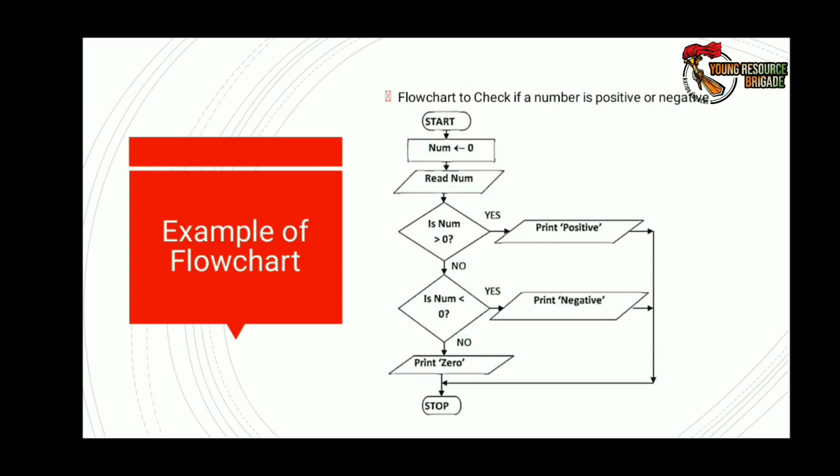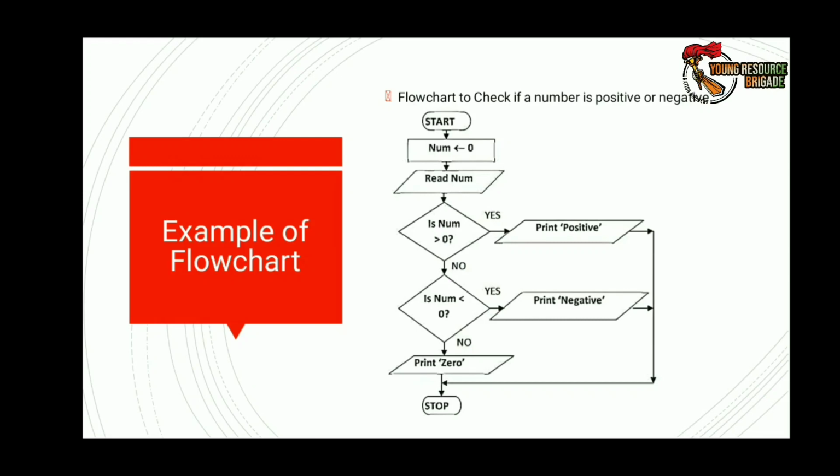Examples of flowchart. Here is a flowchart to check whether a number is positive or negative. The same example we already learned in the algorithm topic. Here we are going to learn it in pictorial form. Let's start with the examples of flowchart. The first flowchart is to check whether a number is positive or negative.